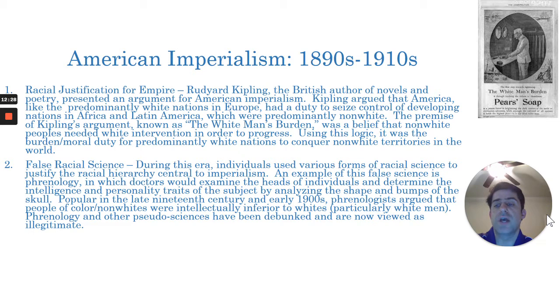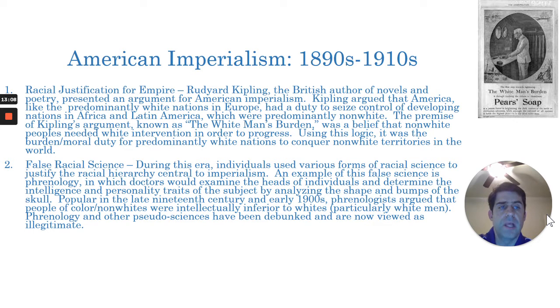And phrenologists in general argued that people of color and non-whites were scientifically intellectually inferior to whites, particularly white men. They also believed that women were intellectually inferior to white men as well, and that was sort of par for the course with phrenology during that time. Phrenology and other pseudosciences like it have been thoroughly debunked and are now viewed as illegitimate and kind of relics of the past, if you will.